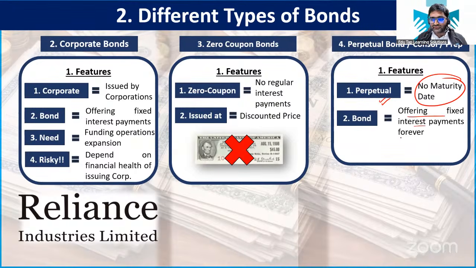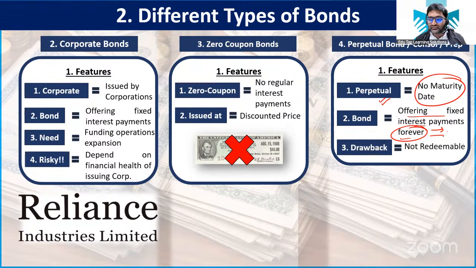Bond means offering fixed interest payment, and here the term is forever. Generally it is issued forever, that it will keep offering you interest payments, and you just need to invest in that. Obviously that would not be something that any company would be able to give the interest payments again and again, but this is a kind of bond wherein the maturity is very high, practically speaking.